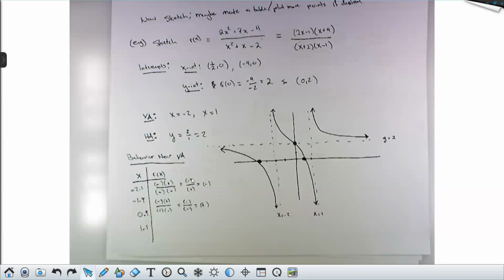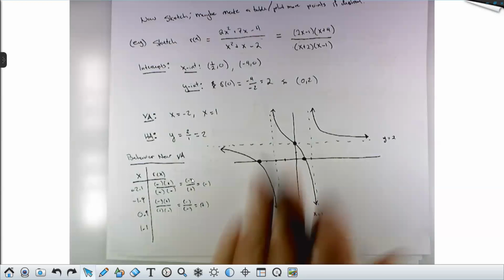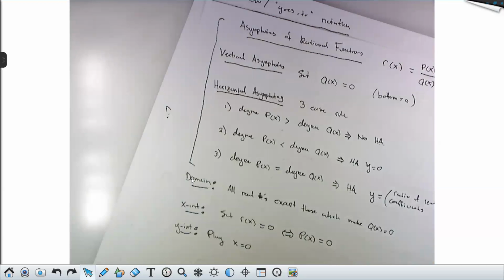All right. If the numerator and denominator have a common factor, I alluded to this a second ago, that means there will be a hole in the graph. This is the last thing I need to tell you.